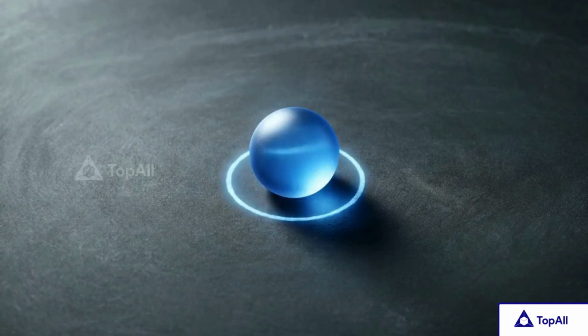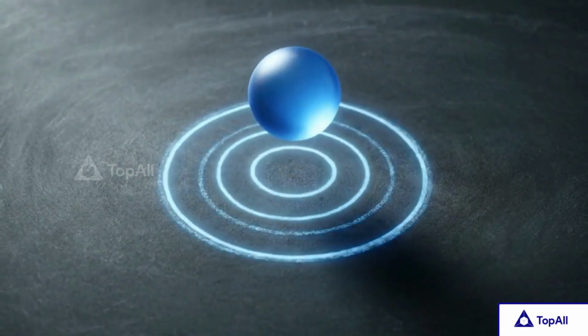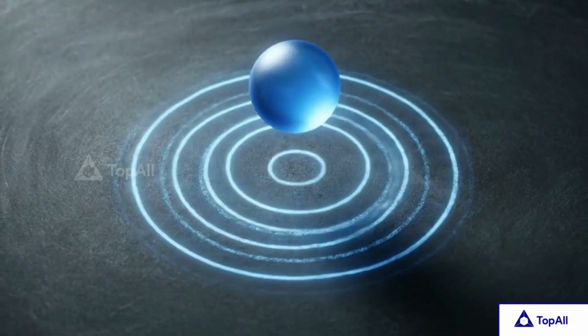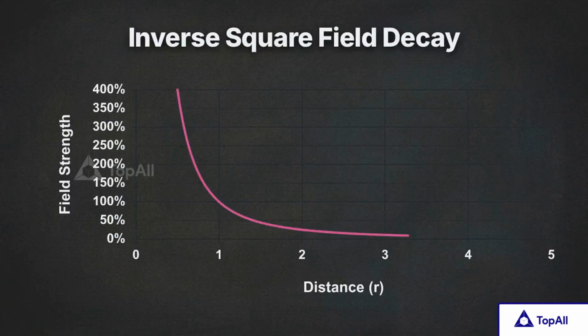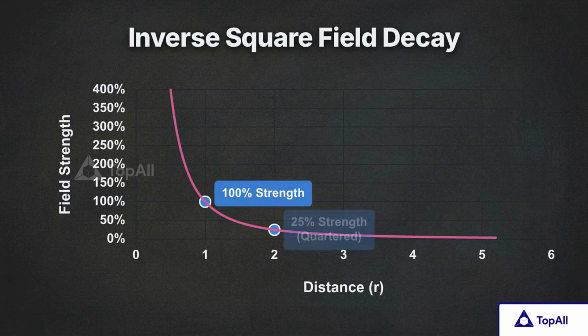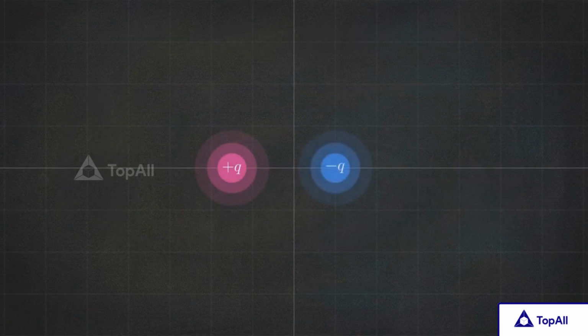In electrostatics, a single point charge radiates a symmetrical electric field. Its strength decays at a rate of 1 over distance squared. Moving twice as far away reduces the field to a quarter of its original strength. We disrupt this symmetry by placing an equal but opposite negative charge near the first.